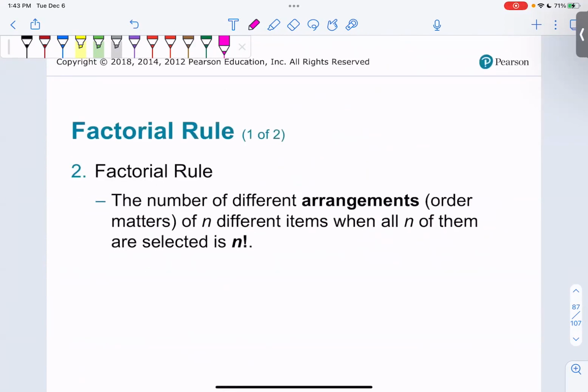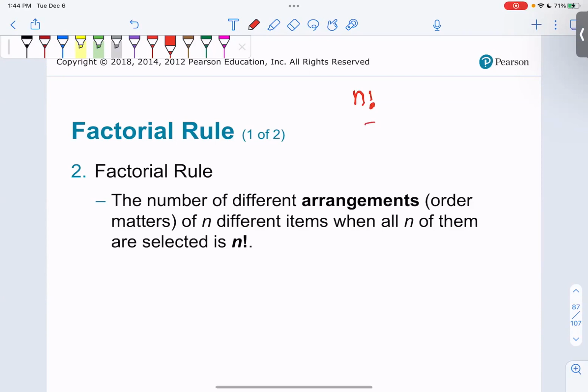Okay, and then factorial rule. So let's see factorial rule. This we call factorial, n factorial. Okay, so we have 2 things or 3 things before we start.